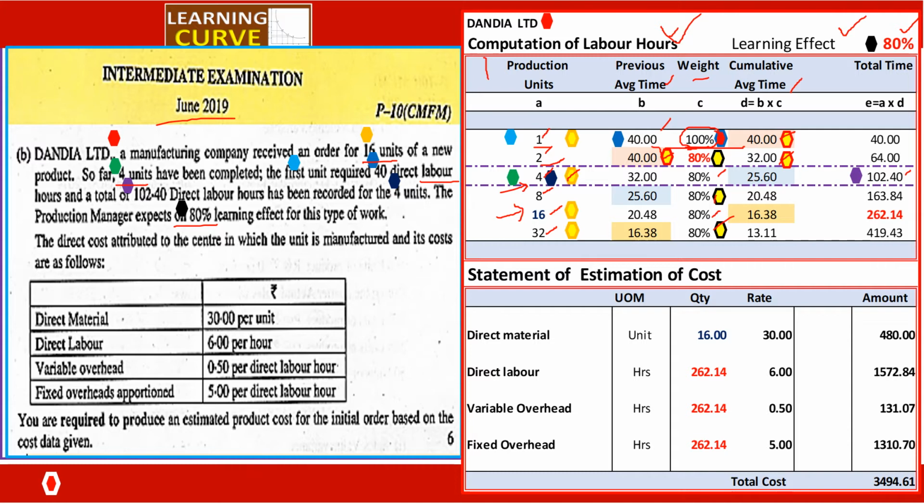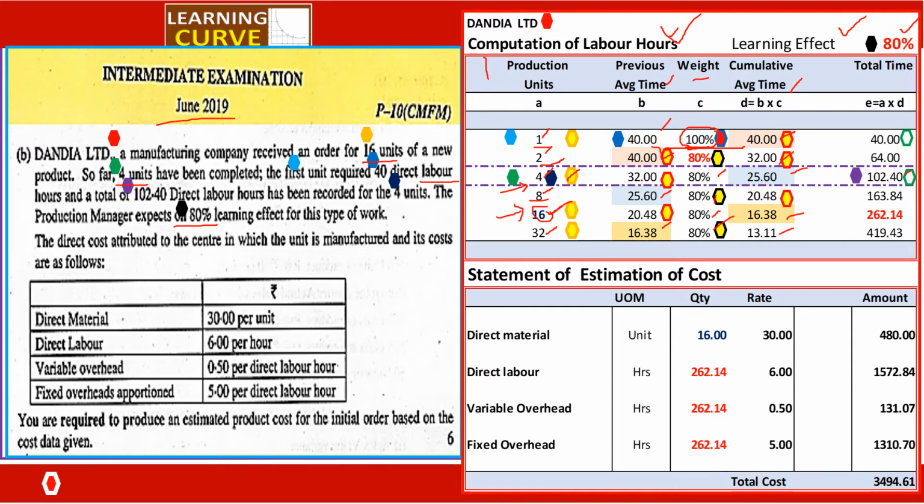What happens if I manufacture 4 units? I carry forward 32 to the next level, and that 32 is further applied by 80%. It becomes 25.60. If you manufacture 8, the average per unit will be 25.6 into 80%, 20.48. When you manufacture 16 units, it will be 20.48 into 80%, 16.38. Then 16.38 for the next level becomes 13.11.